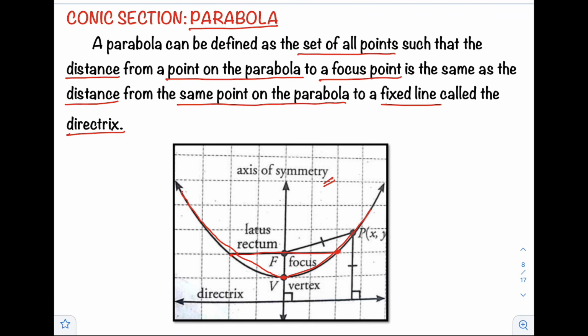So, going back dun sa definition ng ating parabola, sabi dyan ay, the parabola is defined as the set of all points such that the distance from a point on the parabola, let's say ito yung point ng ating parabola, yung P of x, y, to a focus point. So, ito yung ating focus. So, ito yung distance na binabanggit dyan. Is the same as the distance from the same point going to the directrix. So, same yung distance ng point natin from the focus and the directrix.